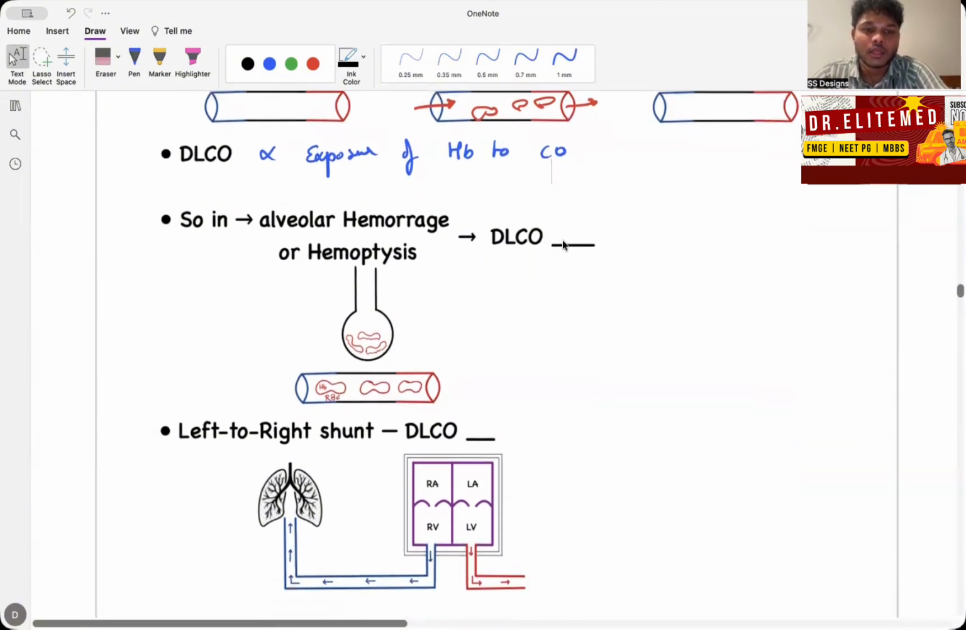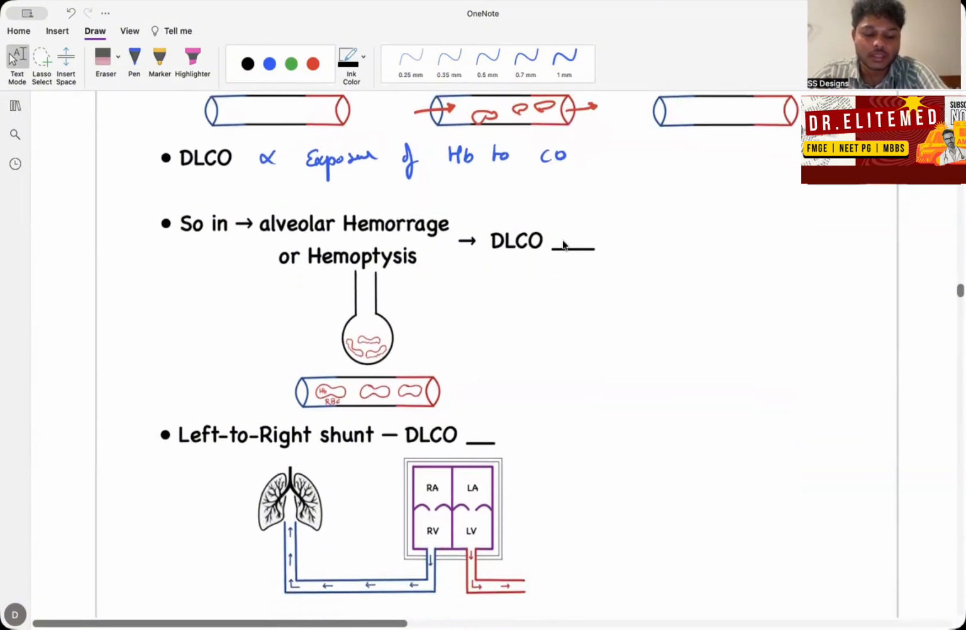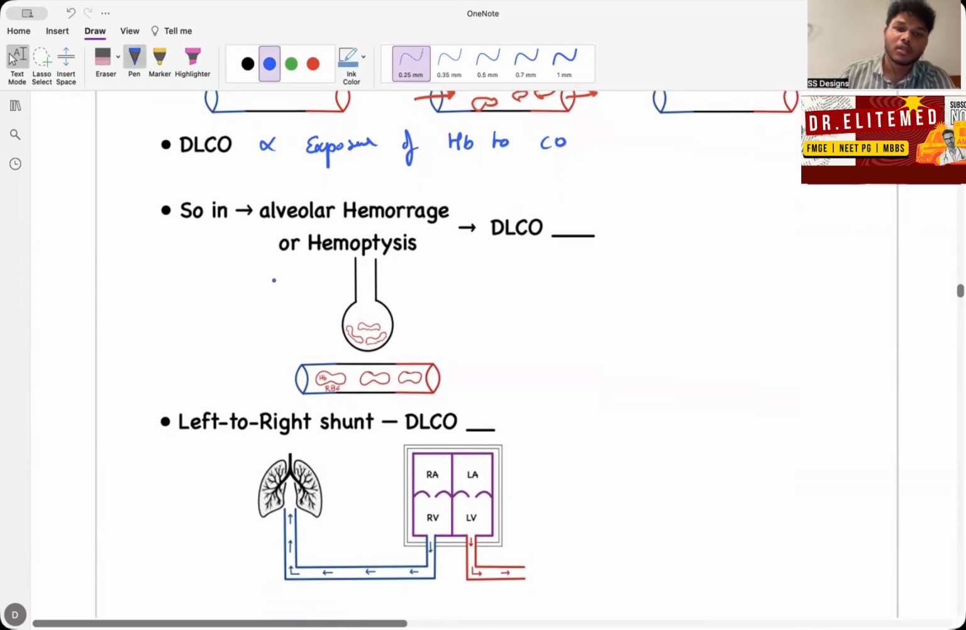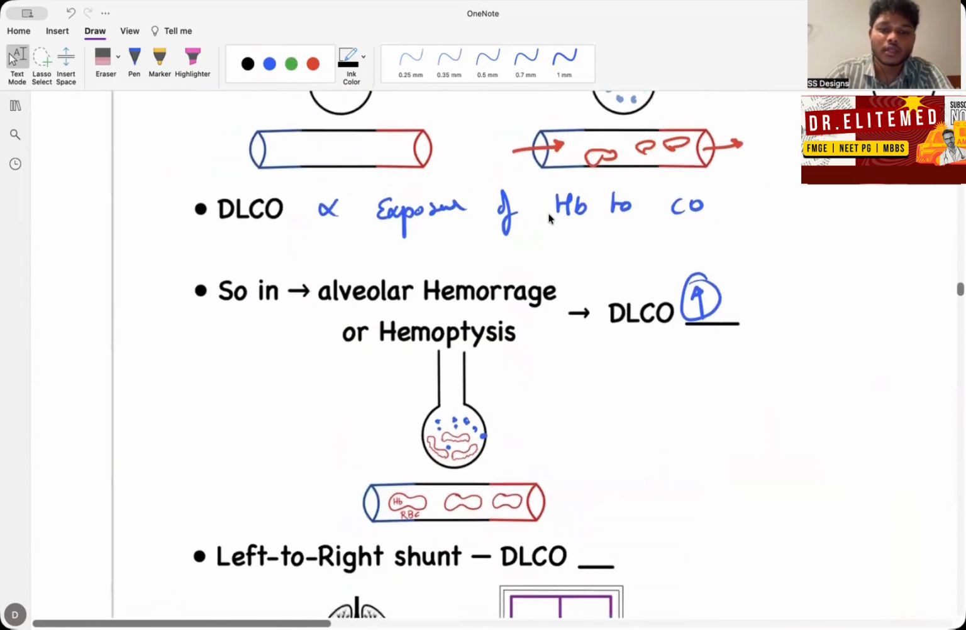So here, let's say in alveolar hemorrhage, what is going to happen is the blood, the RBC, is going to be in the alveoli. So the DLCO is going to get increased, increased, right? And let's say there is a left to right shunt.